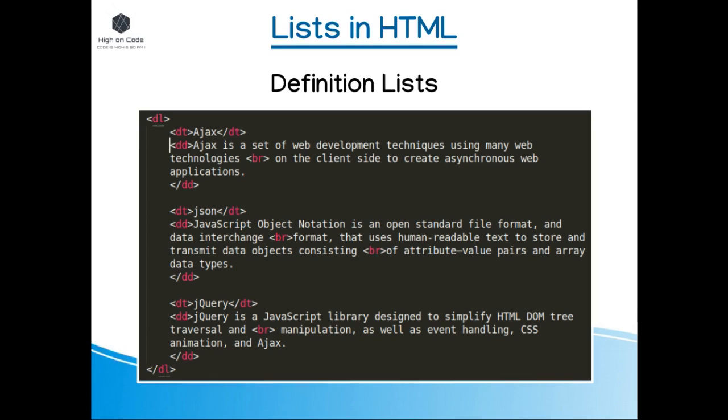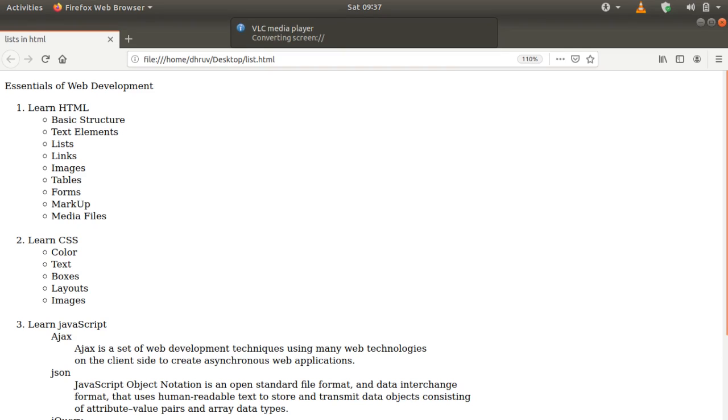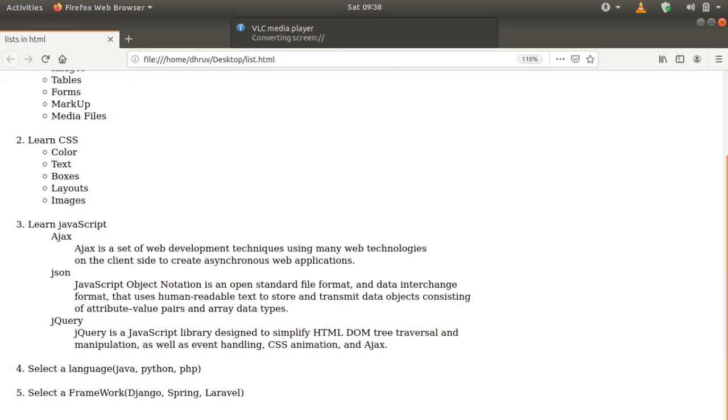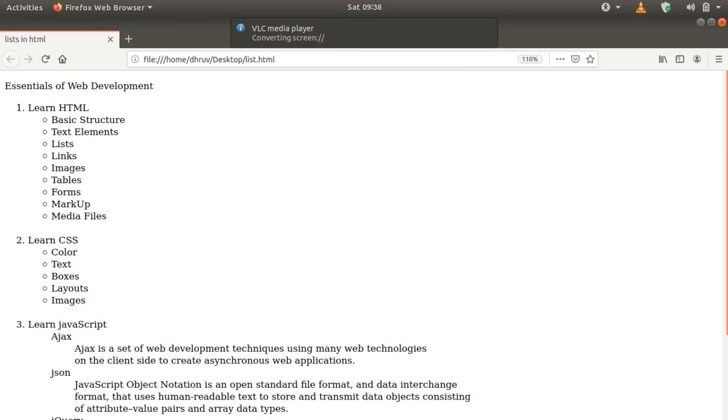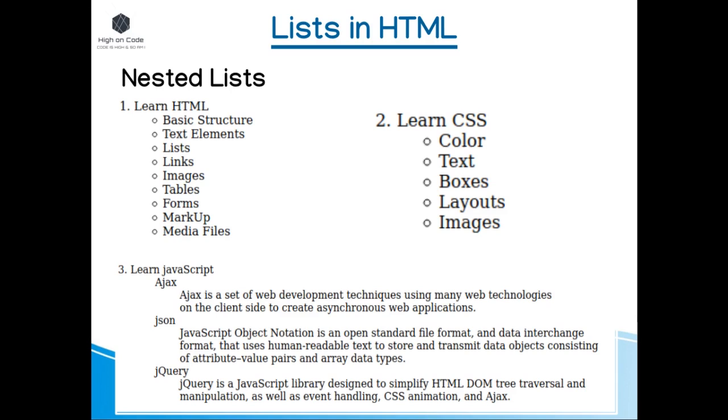Now here is a quick assignment for you, a homework which you can try on your own. You have to design a web page which looks something like this. And we forgot to discuss an important point, which is the nesting of lists. Whenever you use one type of list inside another type of list, that is called nesting. Here are examples of nesting.